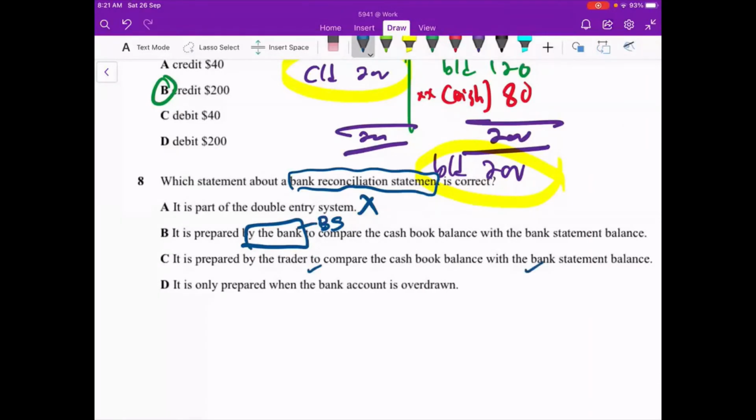Okay, here both statements are correct. So the answer is C. We see D also: it is only prepared when the bank account is overdrawn. No. Every month, whenever the cash book balance and the bank statement balance are not the same, we need to prepare the bank reconciliation, not only when the bank is overdrawn. So that answer is wrong. The answer is C.